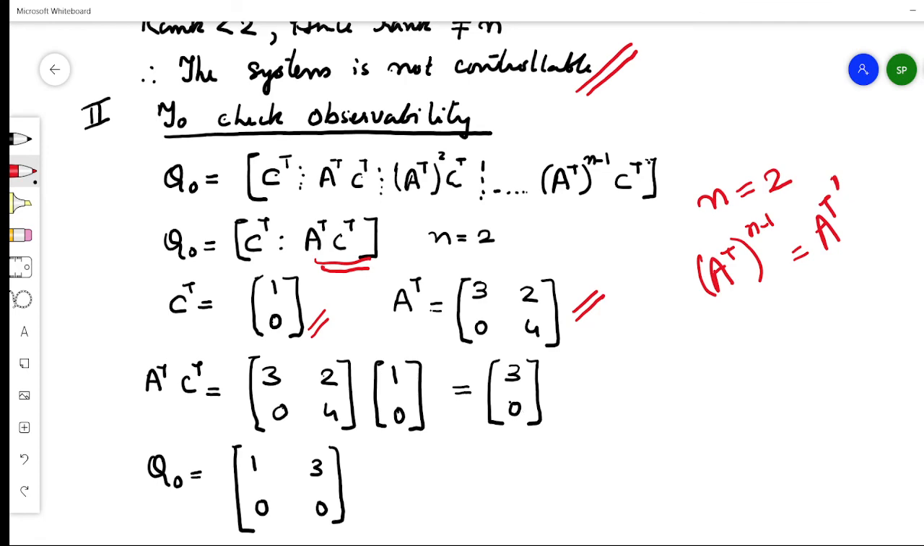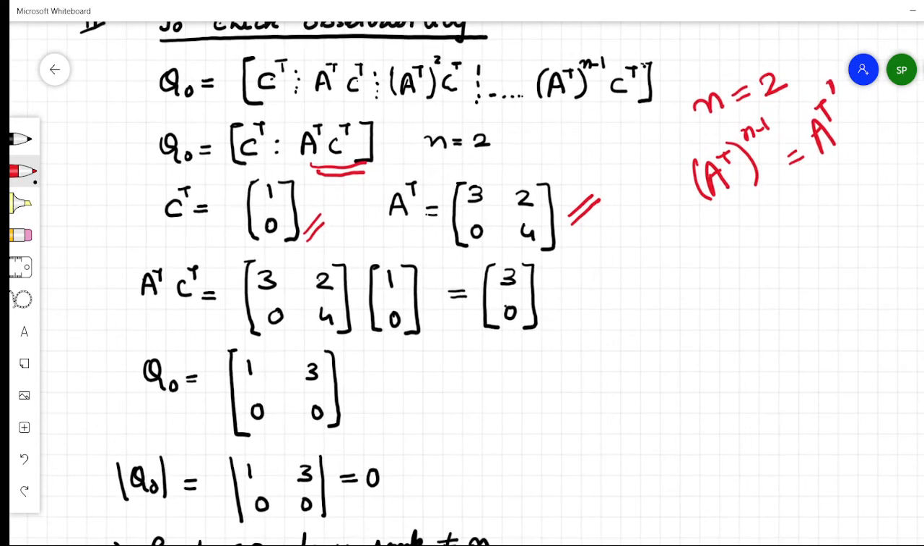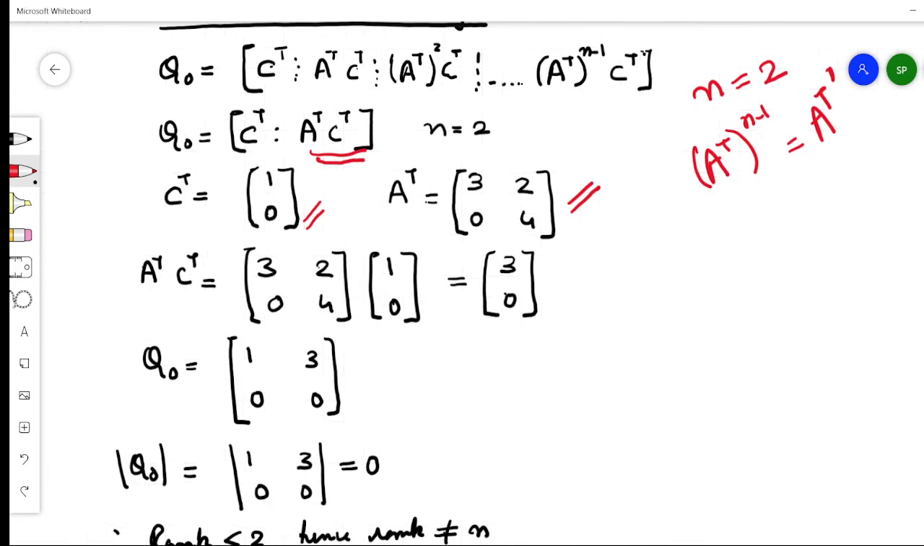Now we can form this observability matrix, that is Q0. C transpose is 1, 0. So you write C transpose as the first element, then A transpose C transpose, which we got as 3, 0. So that is the matrix we are getting: 1, 0, 3, 0. So this is the matrix.